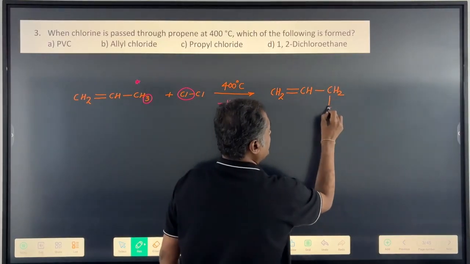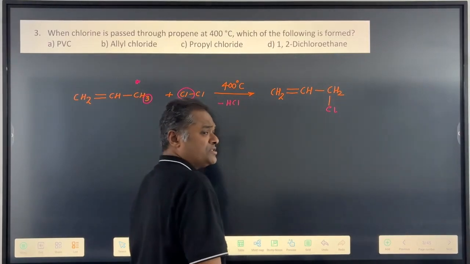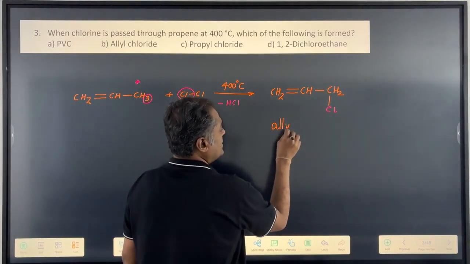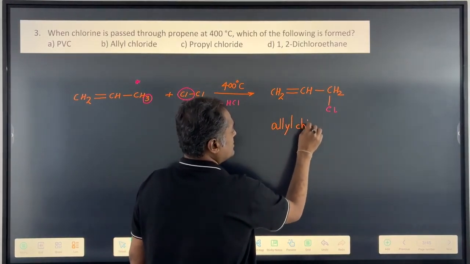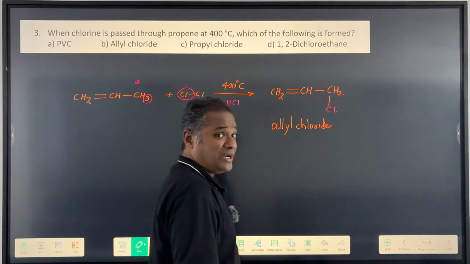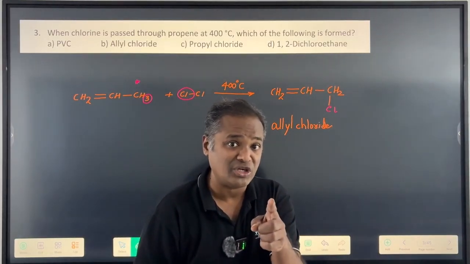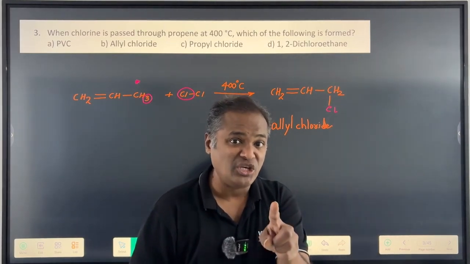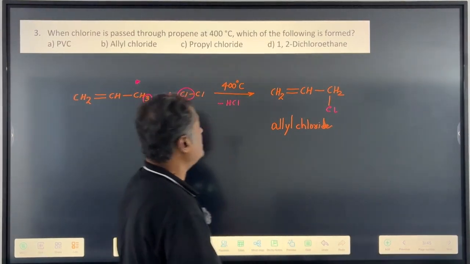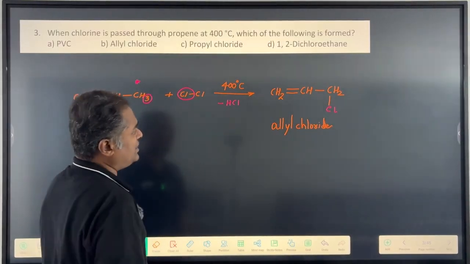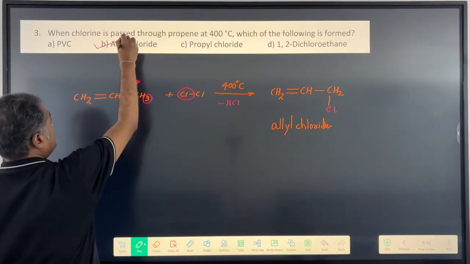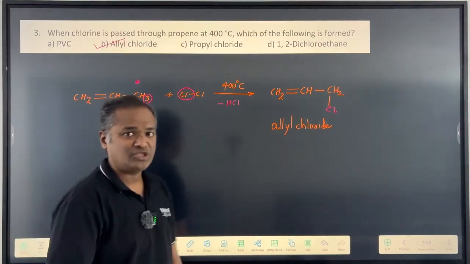One of your H will get replaced by Cl. And what is this compound called? Yes, this compound is known as allyl chloride. So whenever an alkene is treated with a halogen at high temperature, child, instead of addition, it will undergo an allylic substitution reaction, and hence the correct answer for this MCQ is option B. I hope this is clear, child.